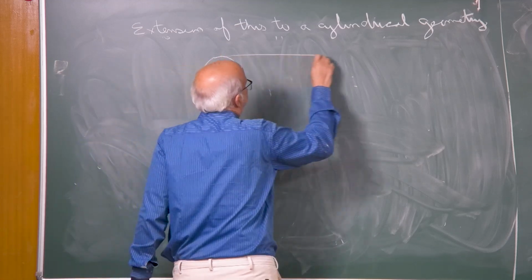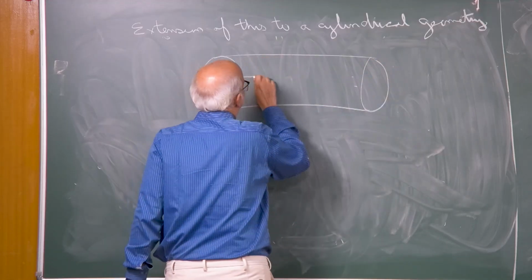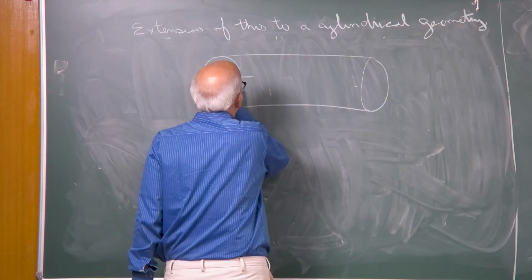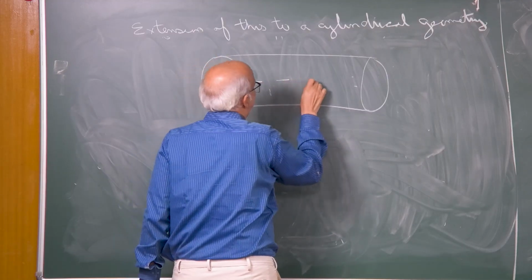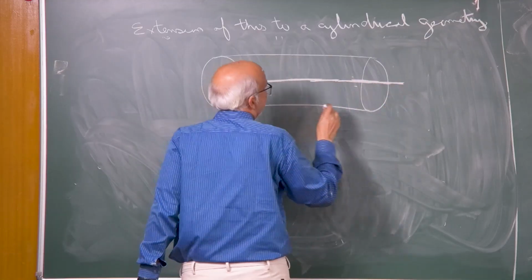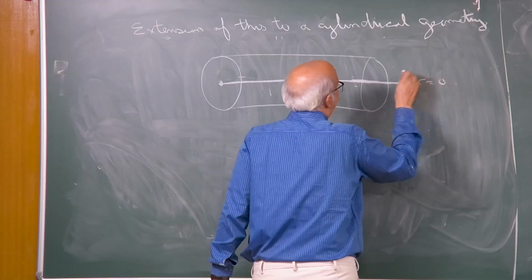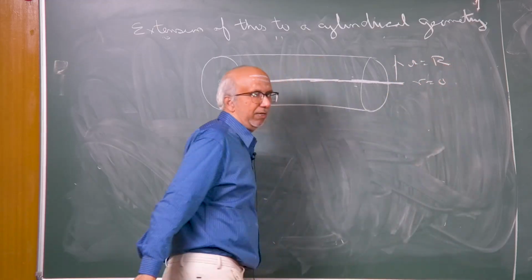So, this is my circular geometry, and this is the center. Let me draw this as a solid line, center, this is the axis, r equal to 0. The radius of the cylinder is capital R.